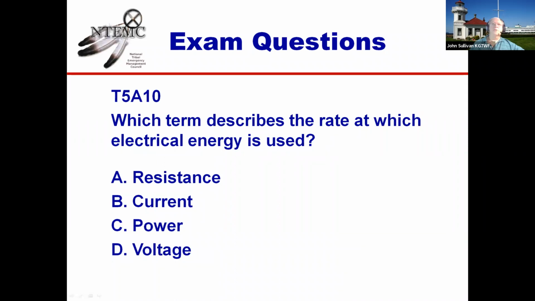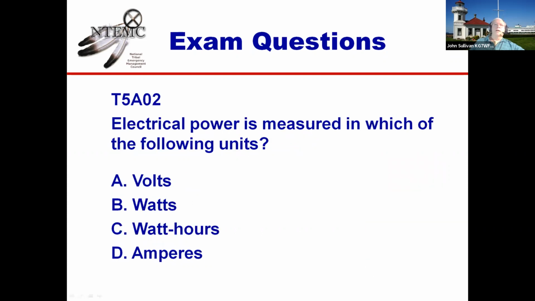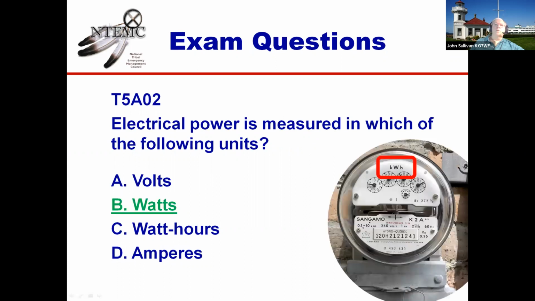Which term describes the rate at which electrical energy is used? That's what you get charged for, the rate at which you use energy. That is power. And how do we measure power? We measure it in watts. Now, I'm going to get confused. I see that meter up there that says kilowatt hours. But when you get your bill, they measure how many watts you used over what period of time. But watts is the unit we care about. Watts for power.